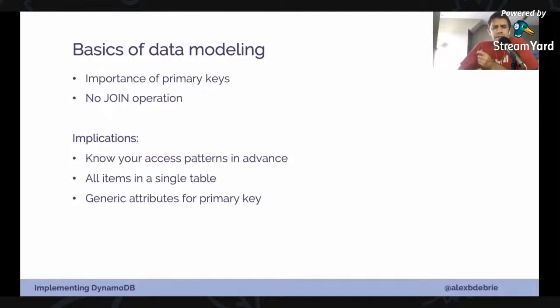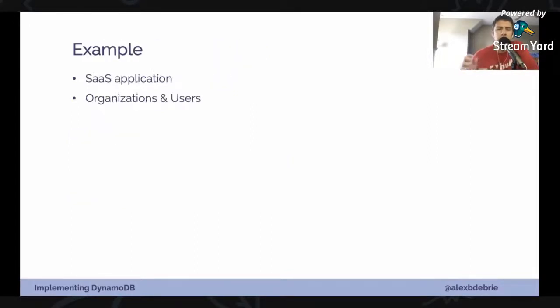And then a further implication of that is you're going to have very generic attributes for your primary key. The examples I've shown so far have used things like session ID or actor name, movie name for that primary key. But if you have different types of entities, customers and orders in the same table, you're not going to be able to use customer ID or order ID for your partition key and your sort key, because some of those items won't have those attributes and it won't really make sense. You'll use these very generic attributes to handle that. So we'll take a look at what that looks like.